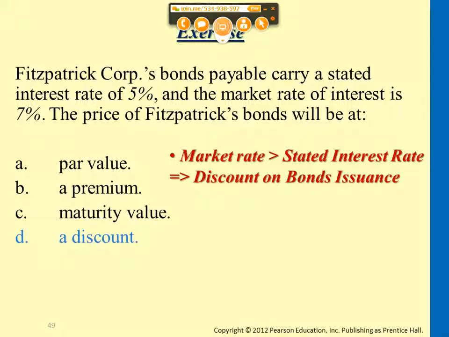Okay, market interest rate, if it's higher, that basically represents the creditor's expectation. They're expecting more from the company, the interest rate. The company is giving less, and basically it's a discount. Okay, if the case flips, if market interest rate is 5%, stated interest rate is 7%, then that means company is offering higher interest rate compared to what market is anticipating. So in that case, it will be a premium. Okay, but this one here is a discount.